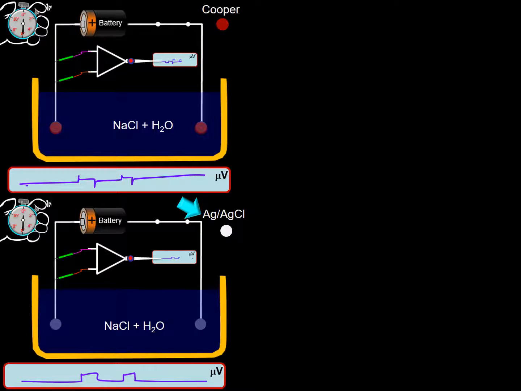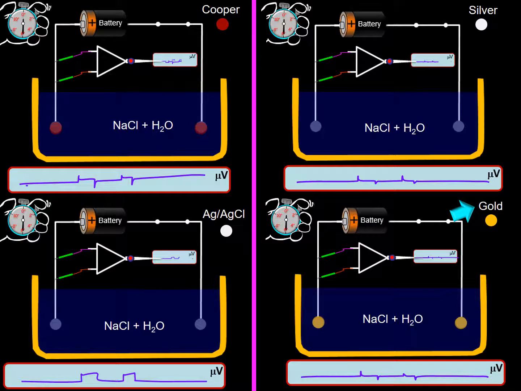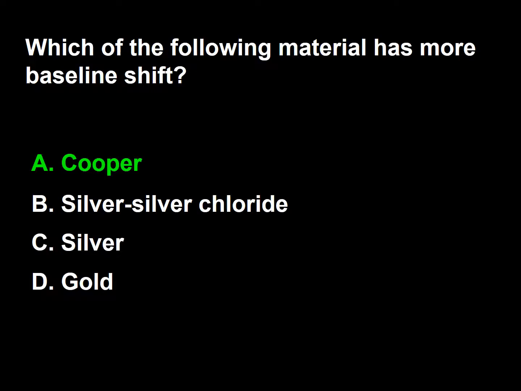When silver chloride is used, there is minimal to no drift at all, experimentally and in real recordings. When silver is used, there is minimal to no drift too. And when gold is used, there is also minimal to no drift. So the answer to this question is A.